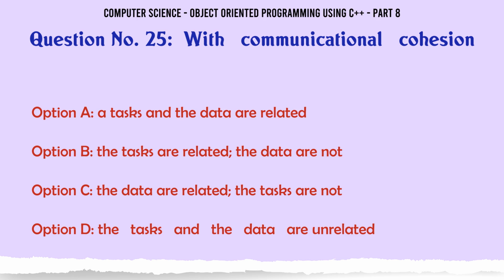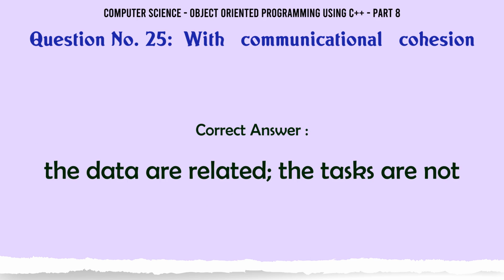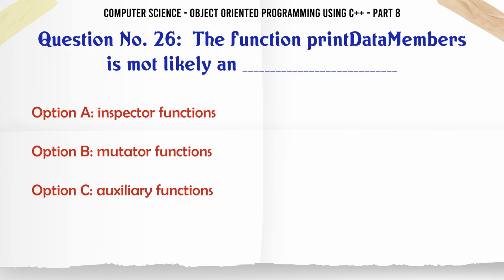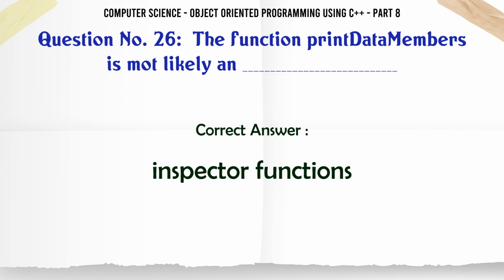D. The tasks and the data are unrelated. The correct answer is the data are related, the tasks are not. The function printDataMembers is most likely an A. Inspector function. B. Mutator function. C. Auxiliary function. D. Manager function. The correct answer is inspector functions.